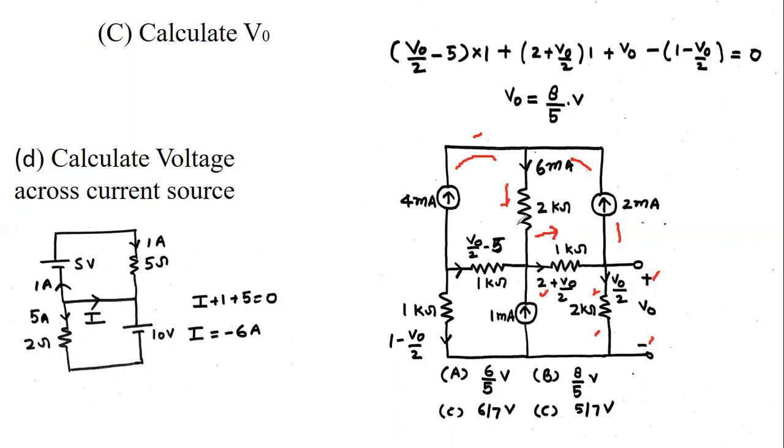We have the information about this 1 milliampere current and the 2 kilo ohm resistance current. So the current in this branch is equal to 2 plus V0 by 2, because that is outgoing, minus 6 minus 1 milliampere. So the current in this branch is V0 by 2 minus 5. And here, if we apply KCL, because we have the information about this current, we can calculate the current in this 1 kilo ohm resistor using KCL.